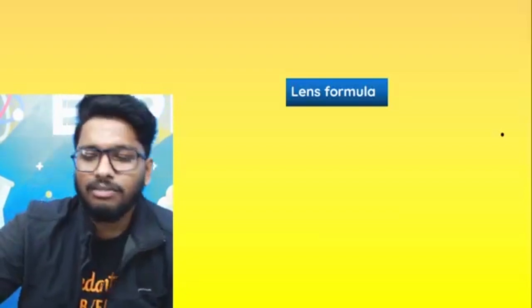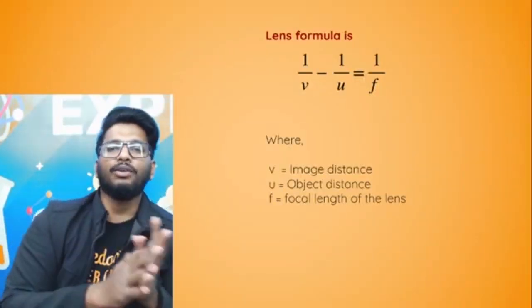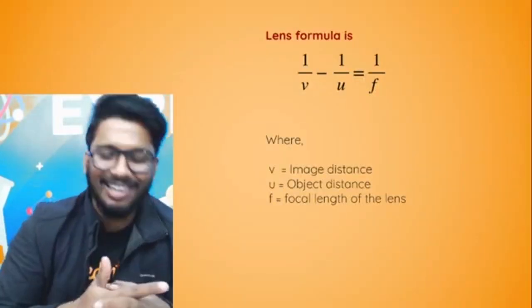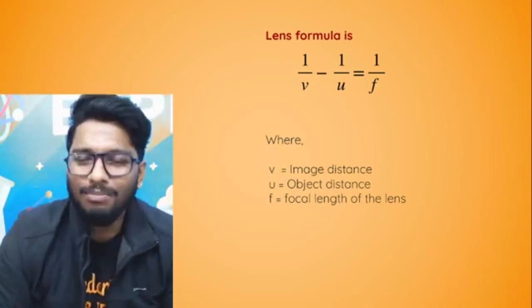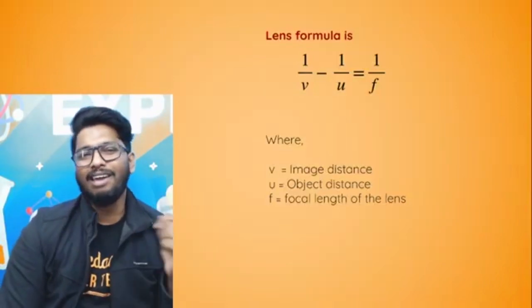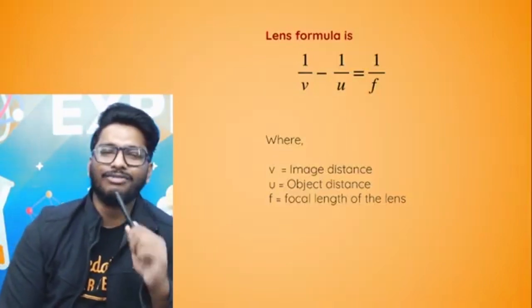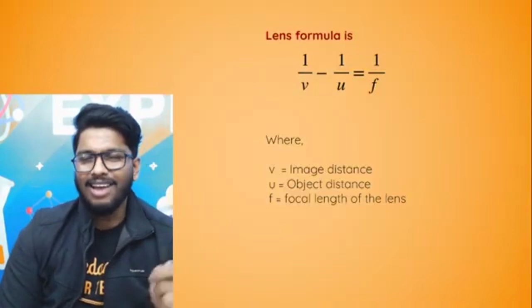Lens formula. What is the lens formula? Simple. 1 by v minus 1 by u is equal to 1 by f. That's all. That is your lens formula. So 1 by v is nothing but the image distance, 1 by u is nothing but the object distance, and 1 by f is nothing but the focal length of that particular lens. This works for both concave and convex.